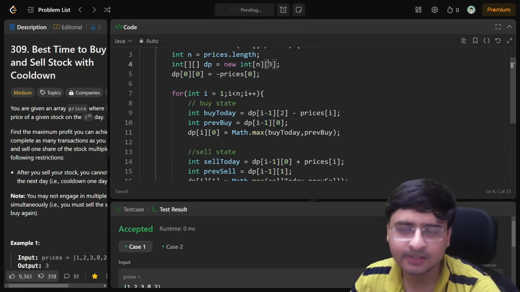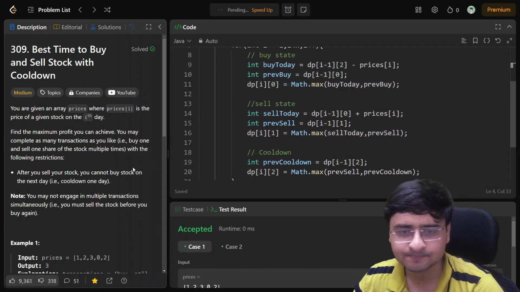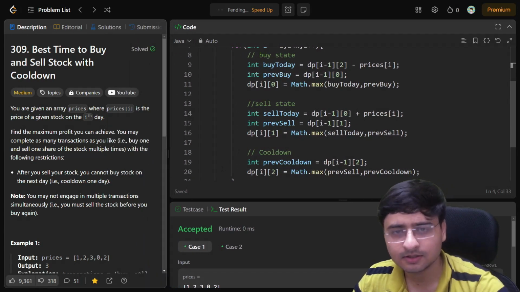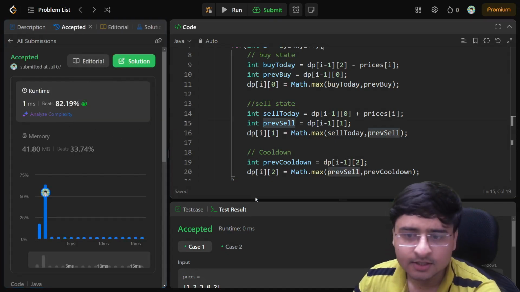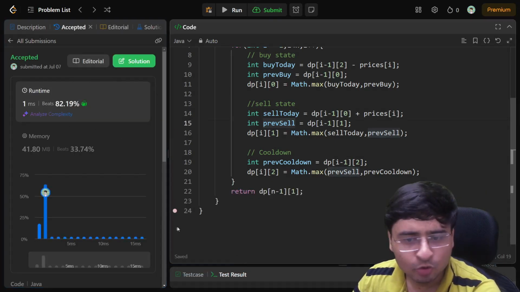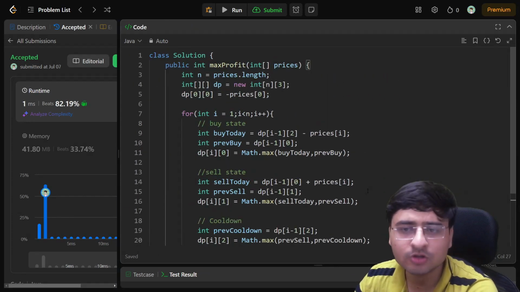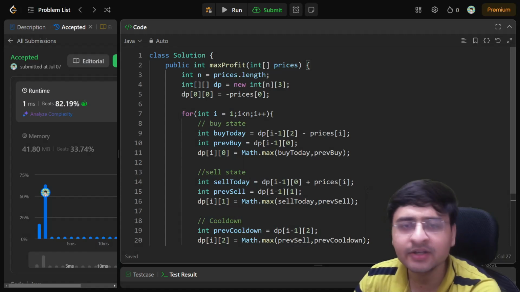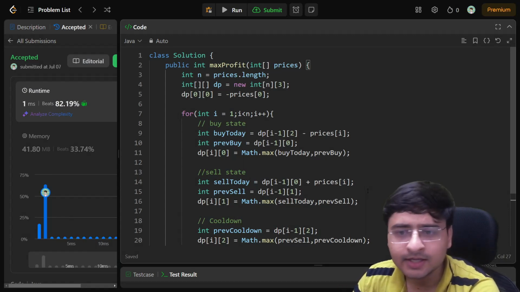This is the accepted answer, right? Let's try to submit it and see if it works, correct? So it's working just fine. I hope this makes sense to all of you how we are solving this problem. The time complexity for this question is of course n into 3, like 3n, right? And 3n you can consider as O(n) only, right?